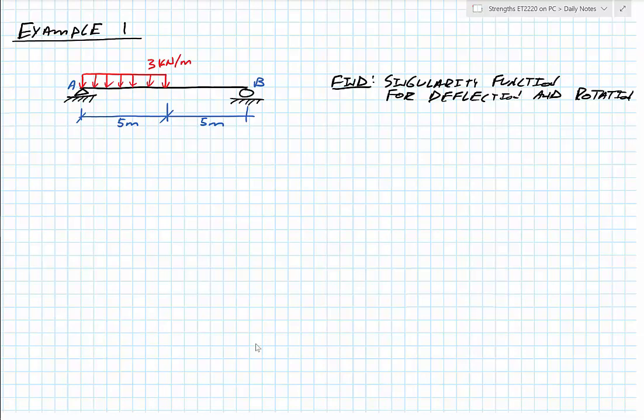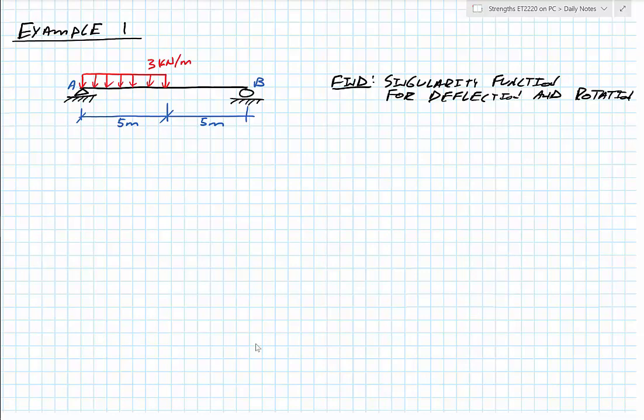All right, let's take a look at this example to find the singularity function or discontinuity function for this beam. And I see from this beam I have a 3 kilonewtons per meter load over half of the span. Yeah, let's get at it.